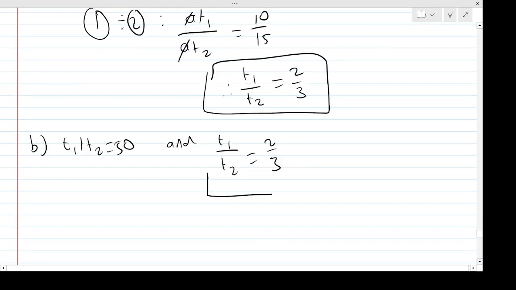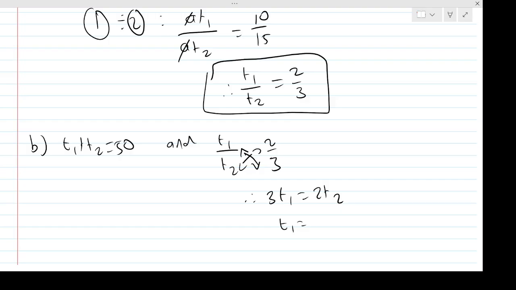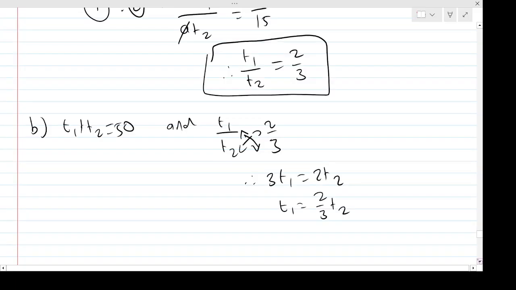Okay, so firstly, let's just deal with this fraction one. If we cross multiply, so 3T1 is 2T2, right? Then T1, if I divide by 3, is 2/3 T2. I can then substitute that into this equation here. So I sub T1 into the equation T1 add T2 is 50.